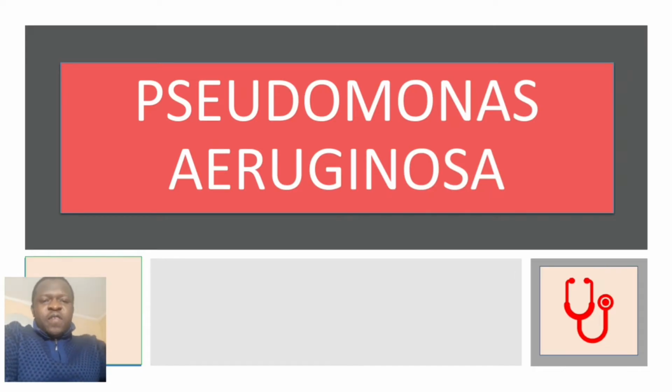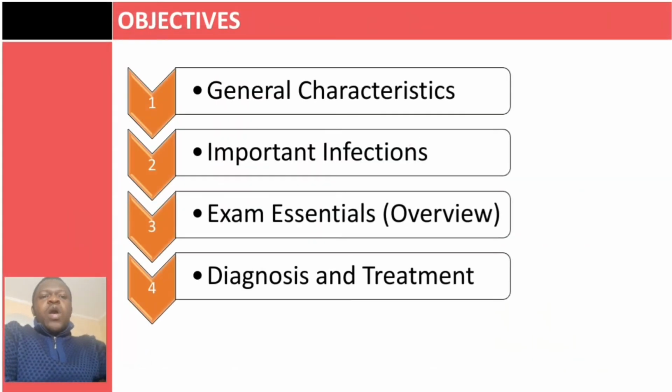Pseudomonas aeruginosa is a very important bacteria which mainly causes hospital-acquired infections, right? So in this video, we will talk about general characteristics of this bacteria and important infections. We have an overview before diagnosis and treatment, and you will see why. The most important part is going to be this overview, because you can't go to class or go into an exam room without knowing the information on the slide which I'm going to show you. But don't skip anything, right?